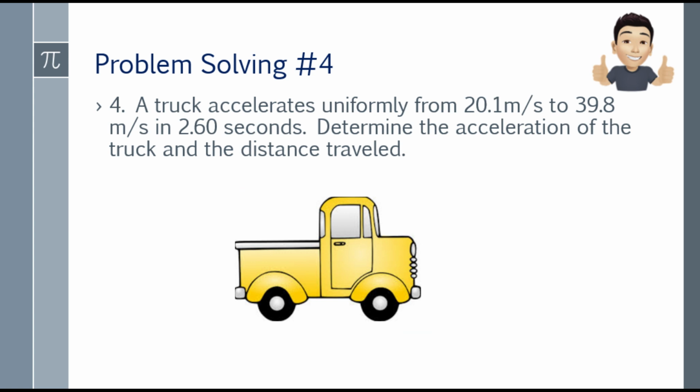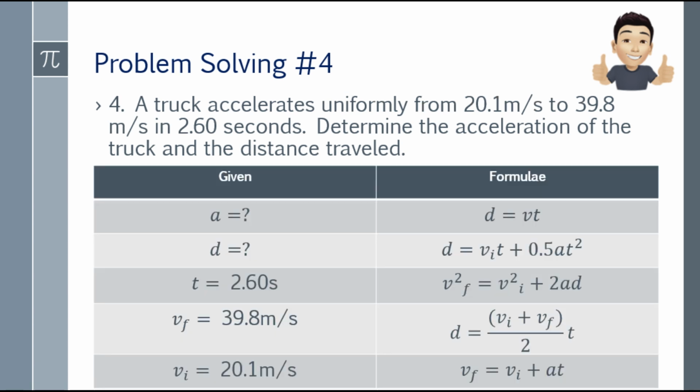Alright, so let's go to the fourth problem. A truck accelerates uniformly from 20.1 meters per second to 39.8 meters per second in 2.6 seconds. Determine the acceleration of the truck and the distance traveled. So, first step again, lista ko muna yung given and the formula. And we have for the acceleration, yung hinahanap, so that will be question mark. Also, for the displacement, that will be question mark. And for time, that will be 2.6 seconds. And the final velocity will be 39.8 meters per second. And lastly, for the initial velocity, that will be 20.1 meters per second.